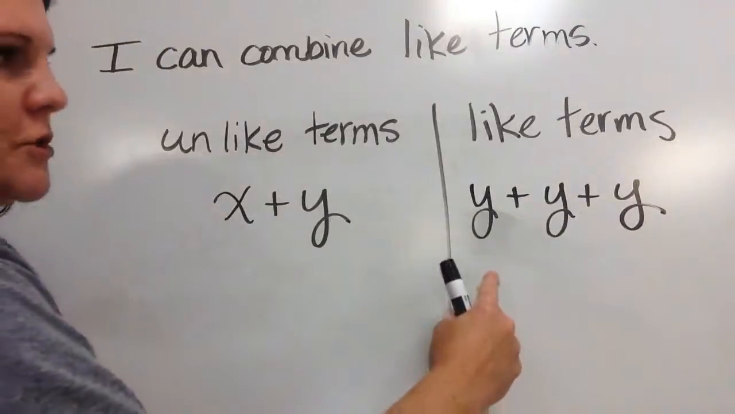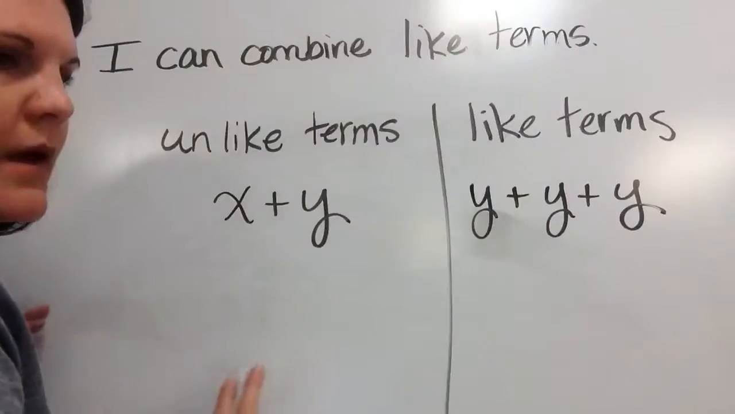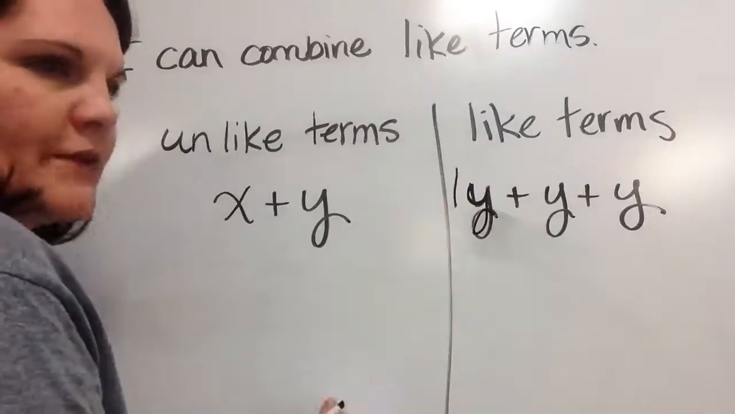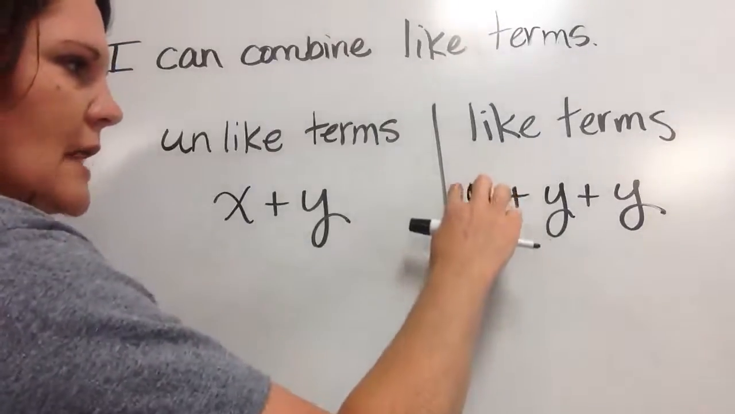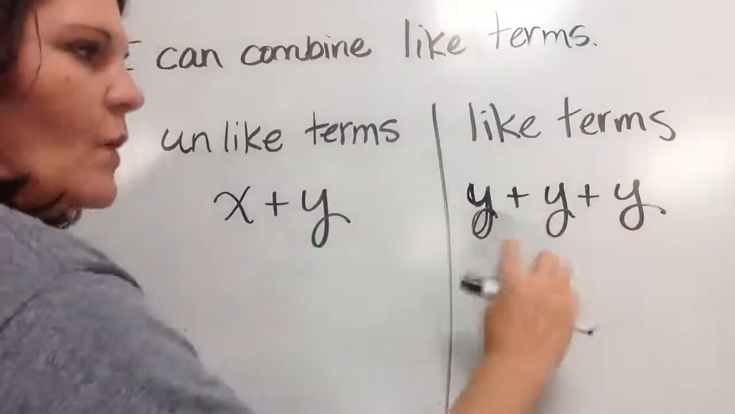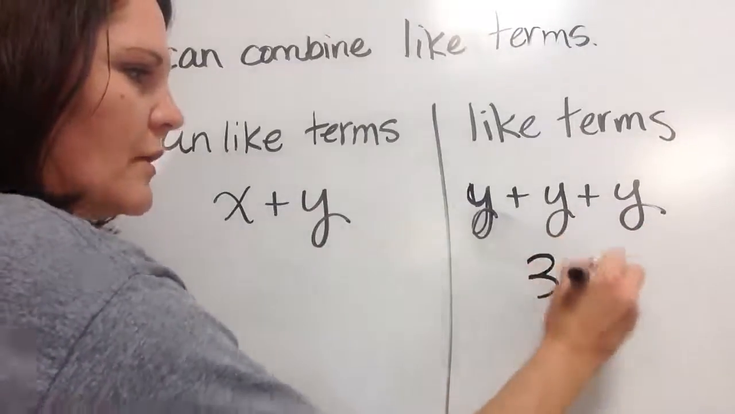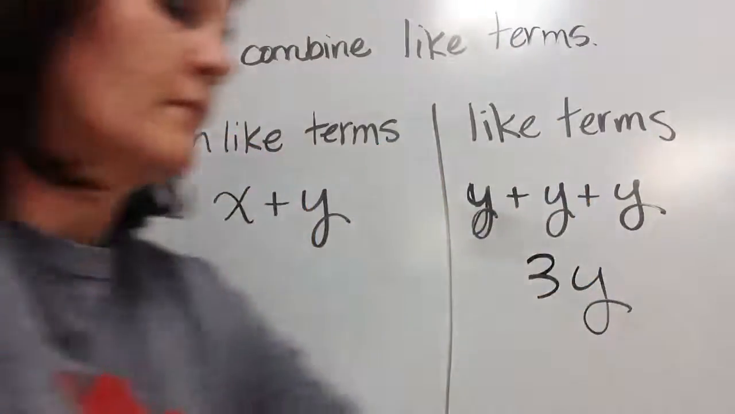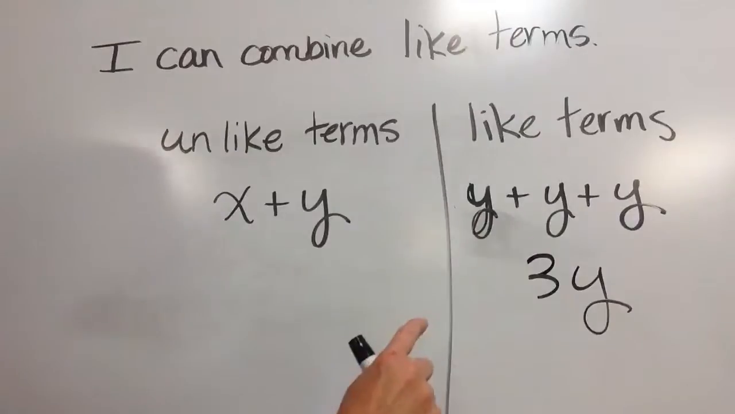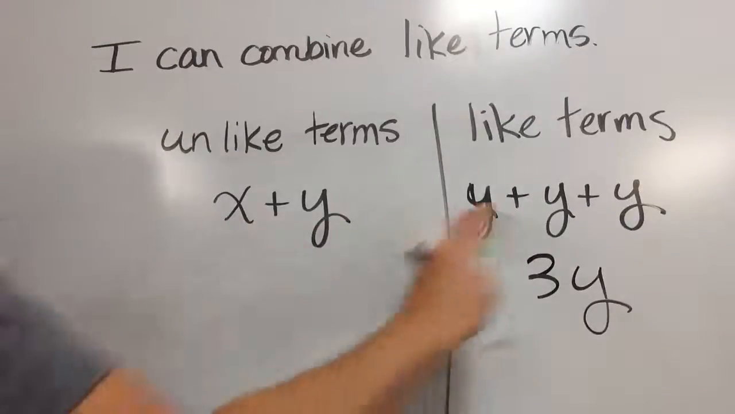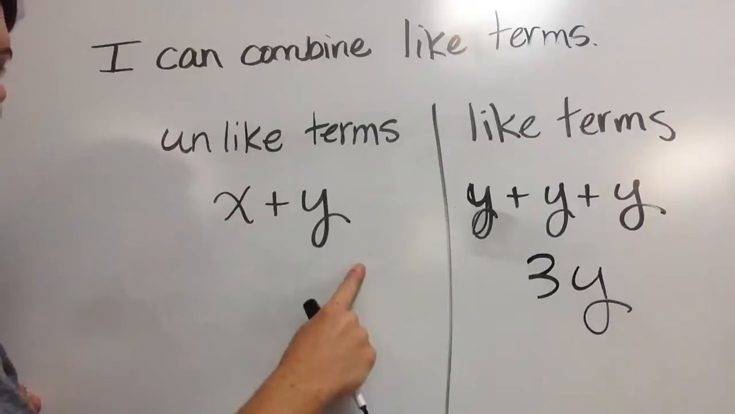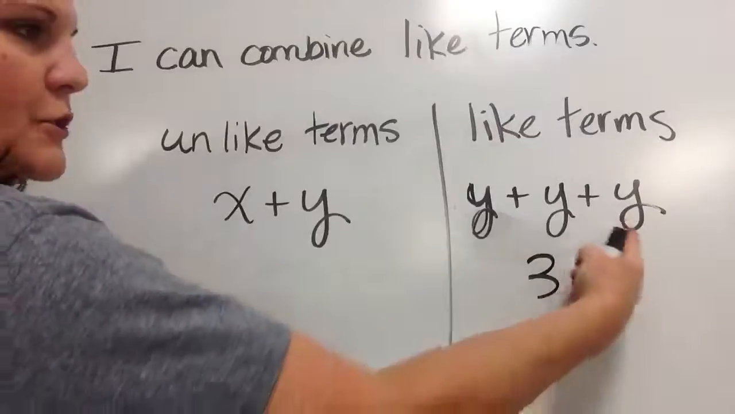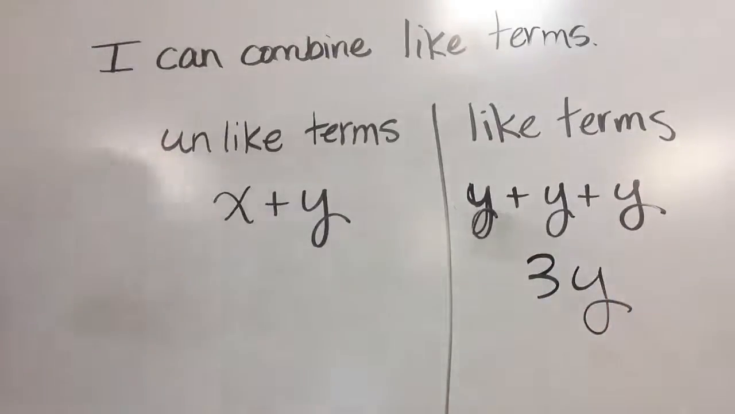And the other thing I want to talk to you about on your parts of an expression, when you have a variable all by itself, this coefficient is considered to be 1. So this is like 1y plus 1y plus 1y. So 1 plus 1 plus 1 gives you 3. That would be like adding these 3 oranges. So this is the difference between unlike and like terms. Unlike terms have different variables. They cannot be combined. Like terms have the same variable, and they can be combined. These three terms can be combined into one expression.